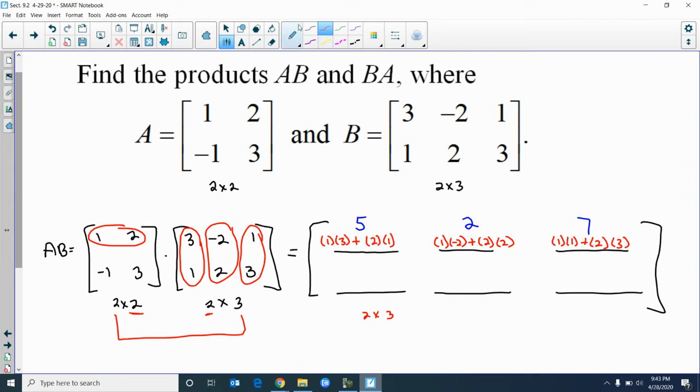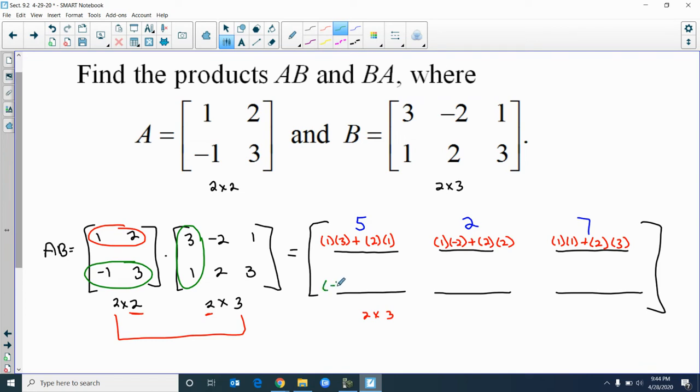All right, now let me do this. I'm going to go ahead and delete those, because now what you do is you work down to the next row. We did the first row times all 3 columns. Now I go to the next row and do the same thing times all 3 columns. And I just work my way across.